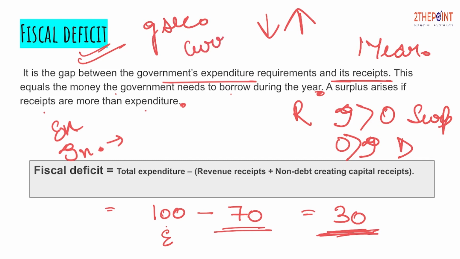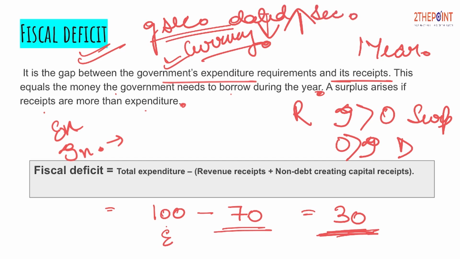Now this currency printing is the last resort that the government takes. Usually it does not follow this route. The most followed or preferred way of raising money by the government internally is issuing government securities, dated securities, and state development loans, which come under the broad ambit of government securities. So I hope you are clear with what fiscal deficit denotes and how it is calculated.